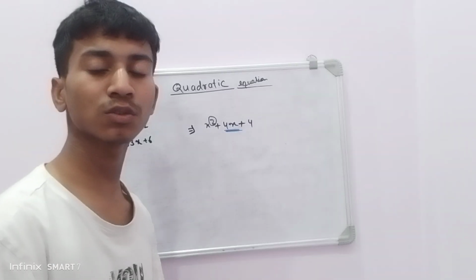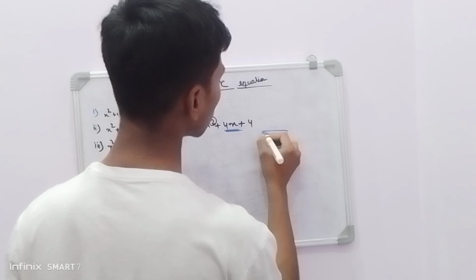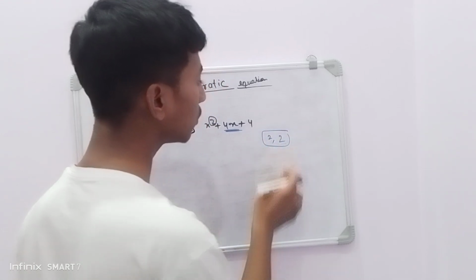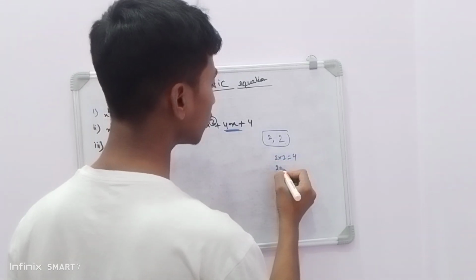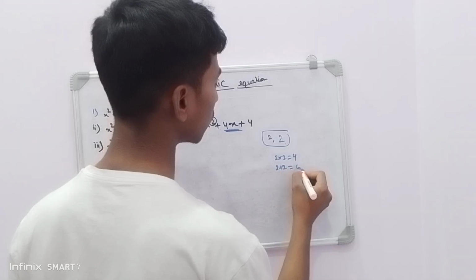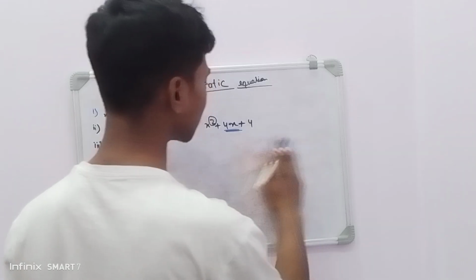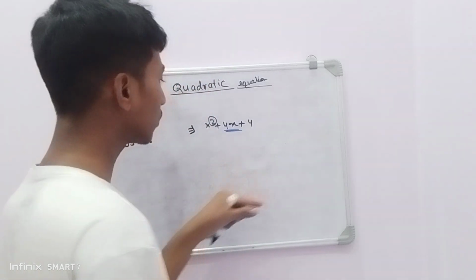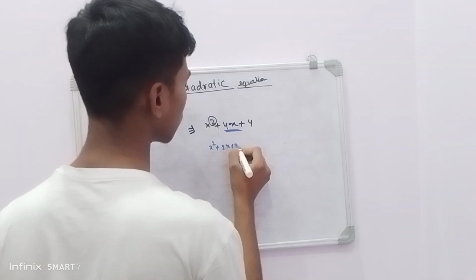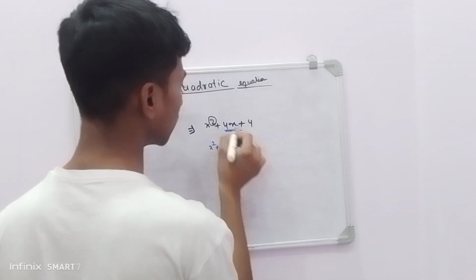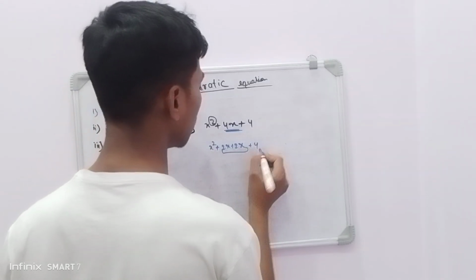So what are those two numbers? If I take the two numbers 2 and 2, the product of 2 and 2 is equal to 4, 2 into 2 is equal to 4, and the sum of 2 plus 2 is equal to 4. So 4x can be broken down into 2x and 2x. So write here x square, and write here 2x plus 2x, because 2x plus 2x is 4x, which is equal, but I have broken it, and write here the 4.